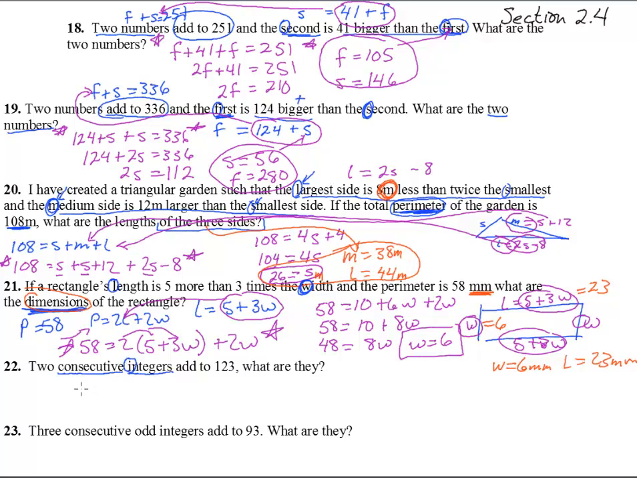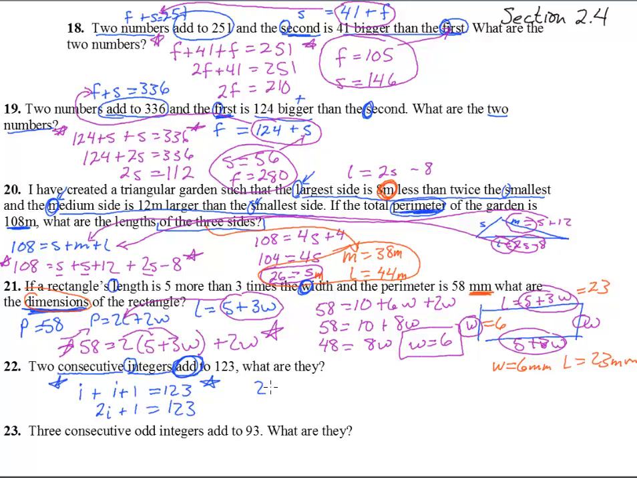So here's the first one, I. The next integer up would be I plus 1. So we have I and I plus 1, and it says that these two numbers add to 123. So we're going to add them equal to 123. Hey, look at that. We have our equation. Once you get to your equation, you're in happy math land. 2I plus 1 equals 123.